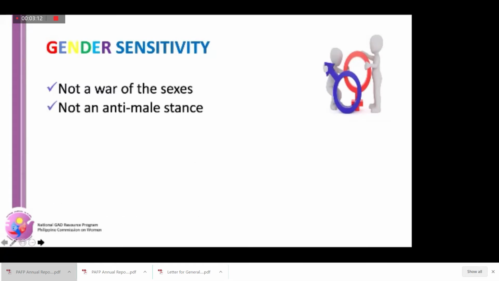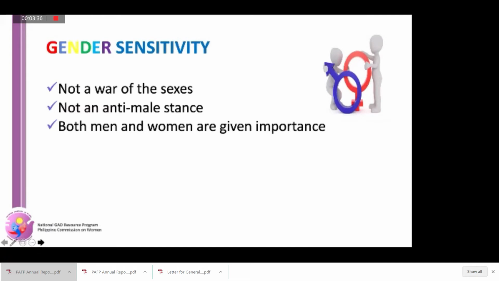Second, it's not an anti-male stance. A common misconception about gender is that it is against males. But in fact, the concept of gender sensitivity is a pro-male stance, as well as a pro-female stance. So that's what gender sensitivity is all about. Third, both men and women are given importance, meaning both sexes are given proper attention and proper consideration.